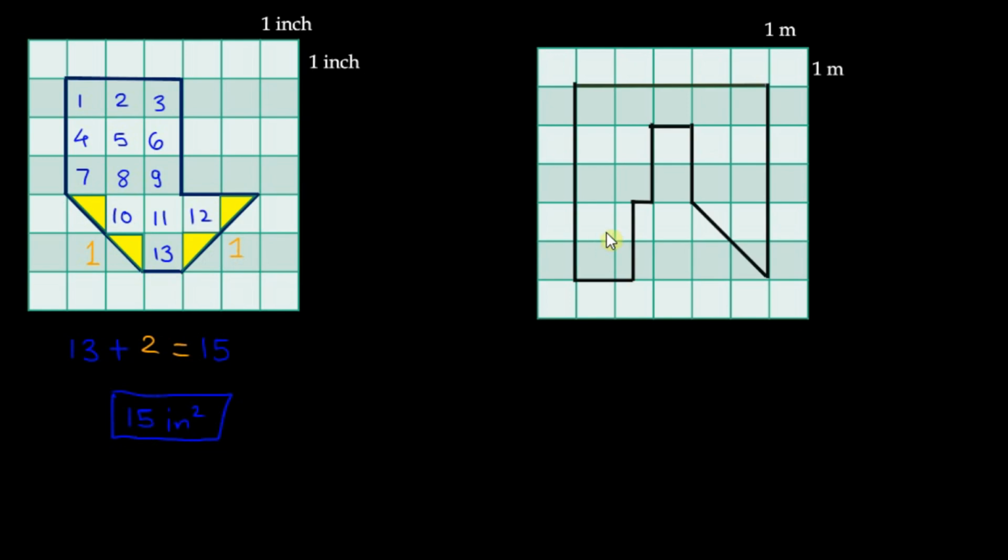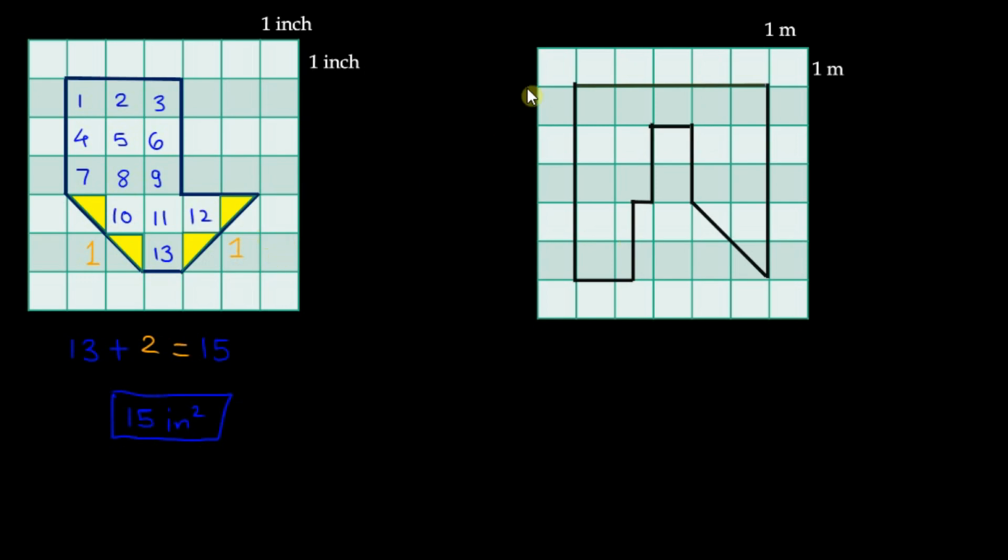Thus, we got two whole grid squares out of these four triangles. Therefore, together there are 13 plus 2 equals 15 small squares inside the shape. Hence, the area of this shape is 15 square inches and we write it as 15 inch squared. Now you can pause this video and find the area of this shape just as we did in this example.